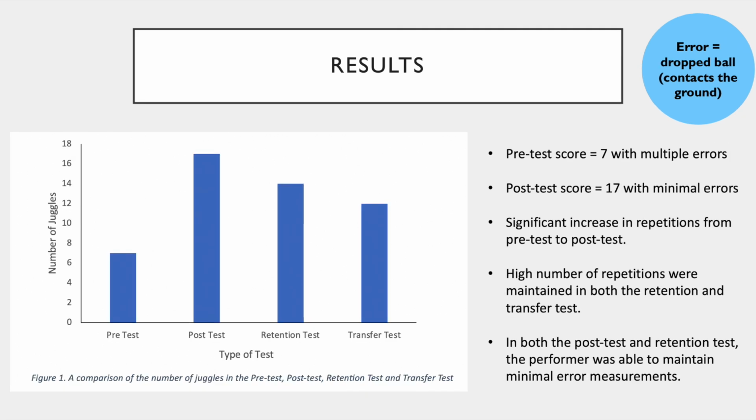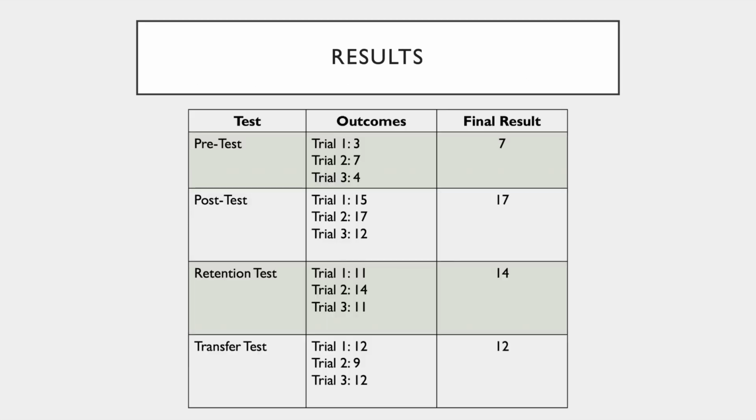The total number of juggles increased by 10 reps from the pre-test to the post-test. Slight reductions occurred regarding the retention test, which achieved a result of 14, as well as a slight decrease in the transfer test, which obtained a result of 12 repetitions. In the pre-test, there were multiple errors throughout the 30-second period. However, during the post-test, the retention test, and the transfer test, they all achieved a very low error measurement.